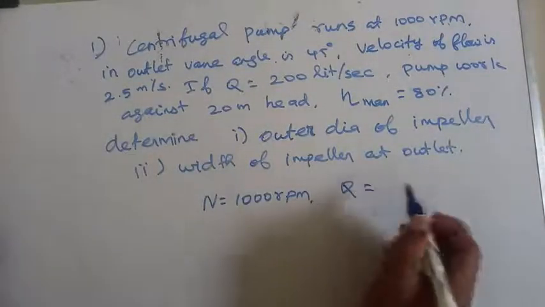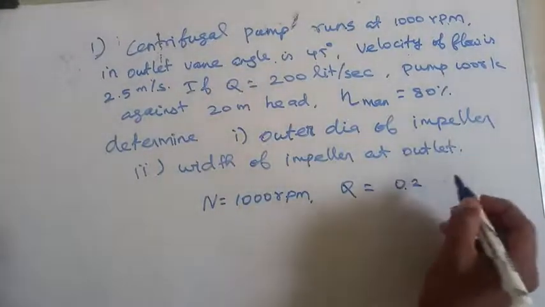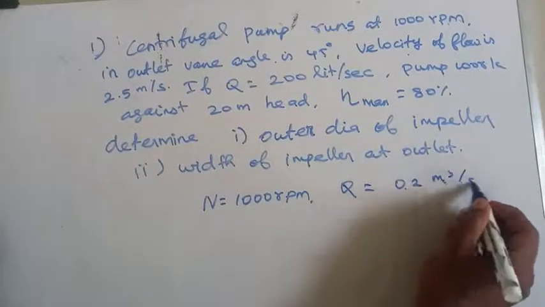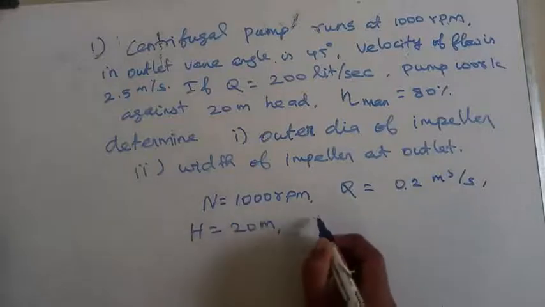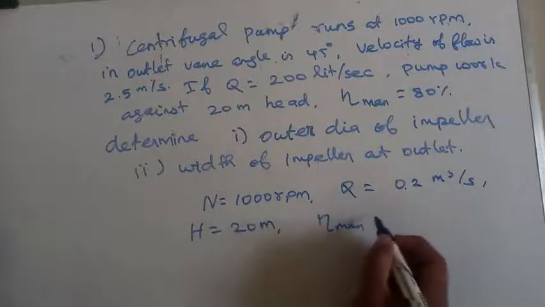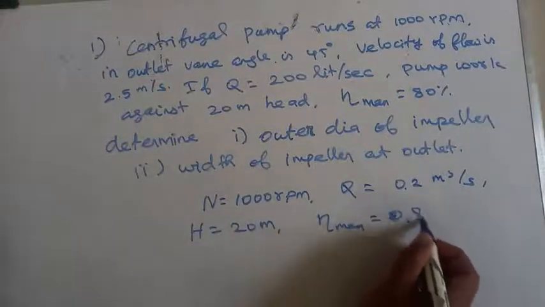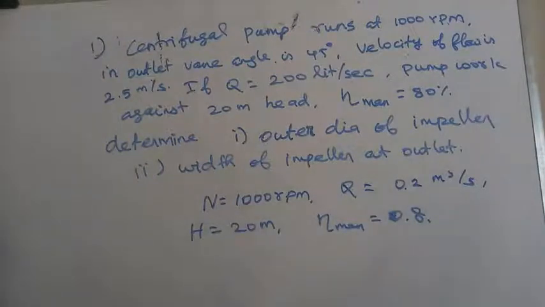Discharge is given as 200 liter per second. I am writing that as 0.2 meter cube per second. Head value is given as 20 meter. Manometric efficiency is given as 80%, that means 0.8. What they are asking is the outlet diameter of the impeller and the width of the impeller. Now let's see. We know the manometric head formula.